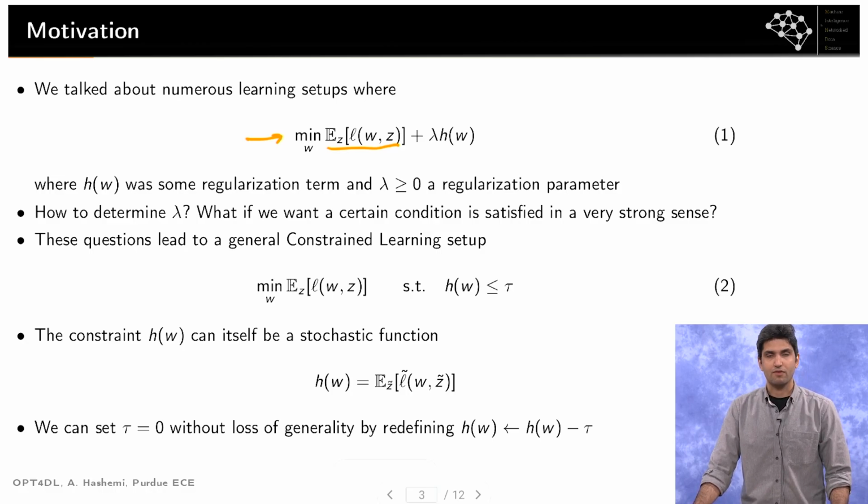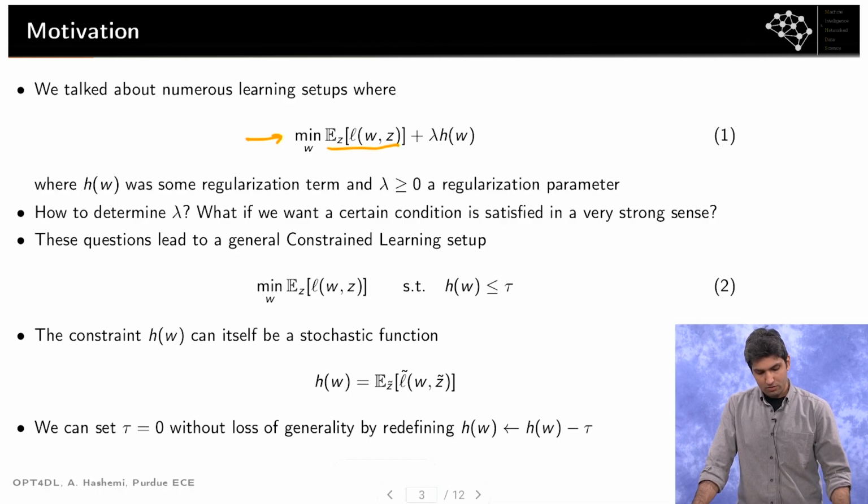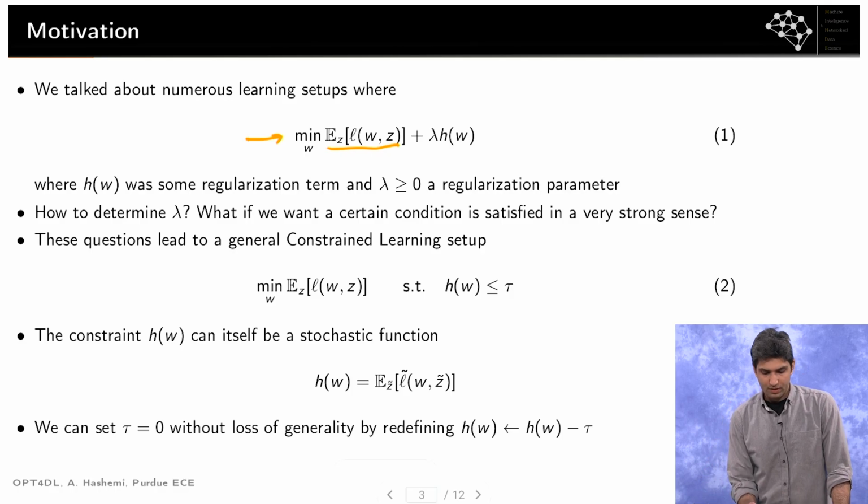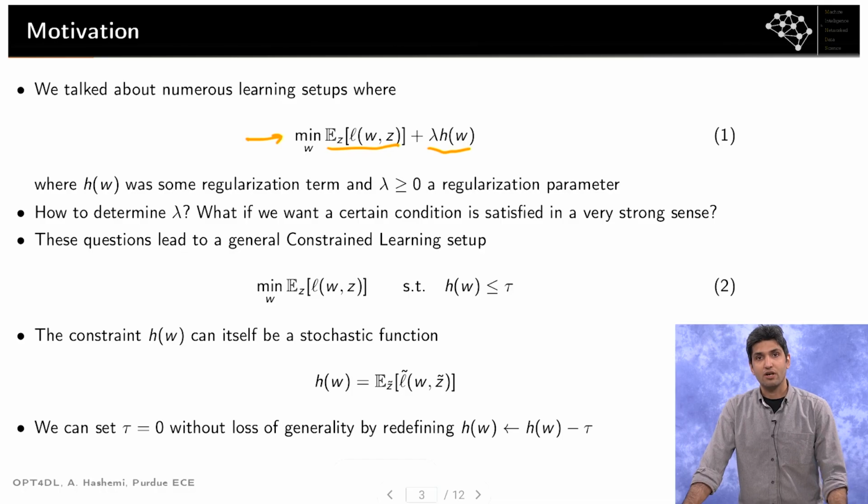Okay, so this gives rise to the question: how should we determine lambda? In practice, what's the best lambda to use? That basically determines how much you want to enforce your context. Or another way to pose this question is, what if we want a certain condition to be satisfied in a very, very strong sense? Intuitively, when we include this regularization term, we are ensuring a constraint is satisfied in a soft manner. But in a lot of applications, we want to make sure that the constraint is satisfied in a hard manner.